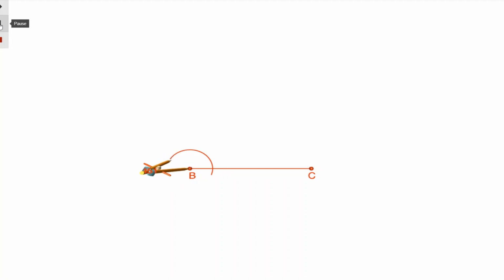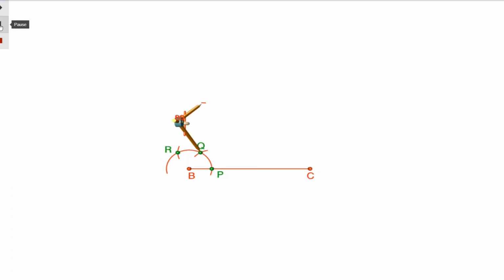With B as center and any convenient radius, draw an arc. See, it intersects the line segment BC at a point. Let that point be P. With P as center and the same radius, draw an arc which intersects the previous arc at point Q. With Q as center and the same radius, don't change the radius here, draw an arc which intersects the first arc at point R.